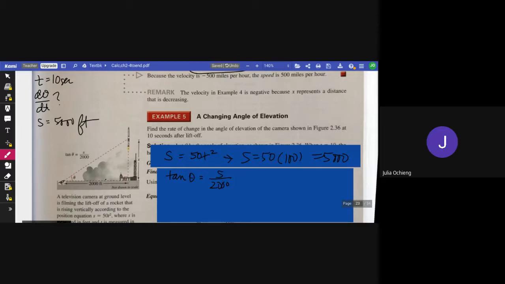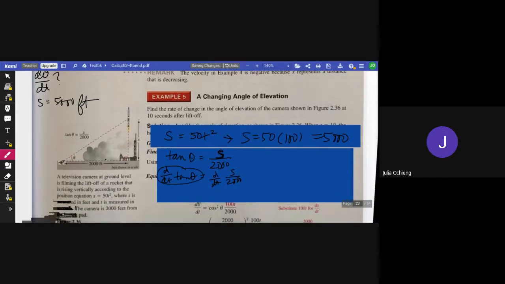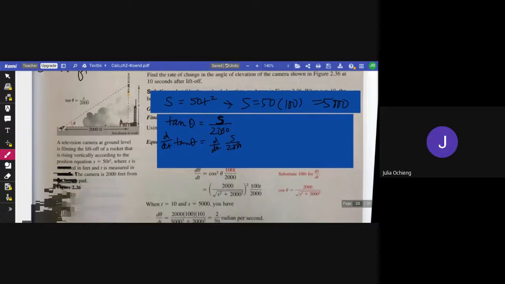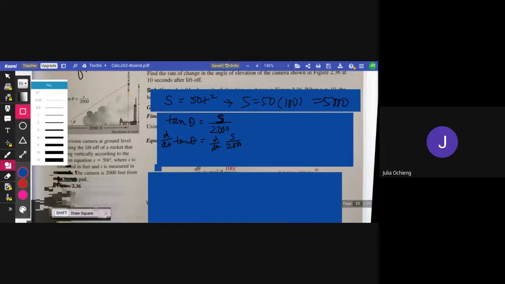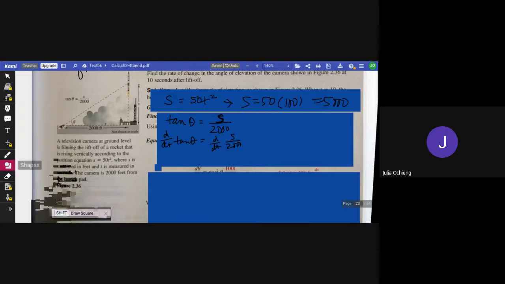Okay, so hopefully you've done that. This is S over 2,000. Let's go ahead and take the derivative of this. So this is d over dt. We're going to have to use the chain rule here. Let's go ahead and take the derivative of that using the chain rule.